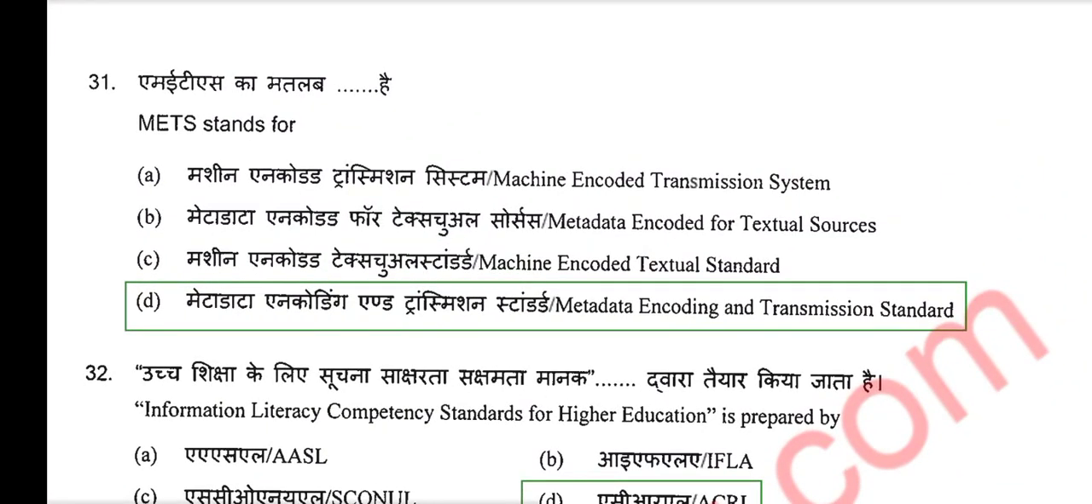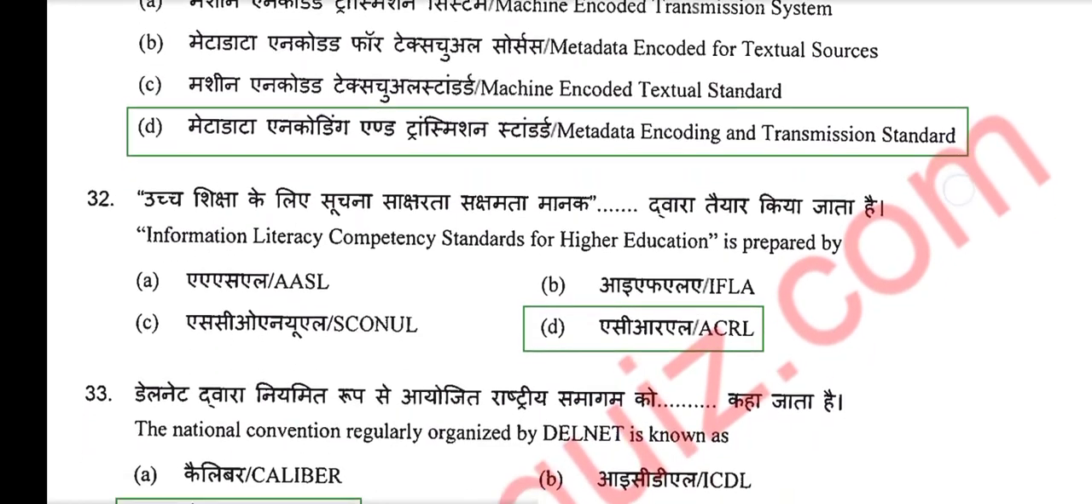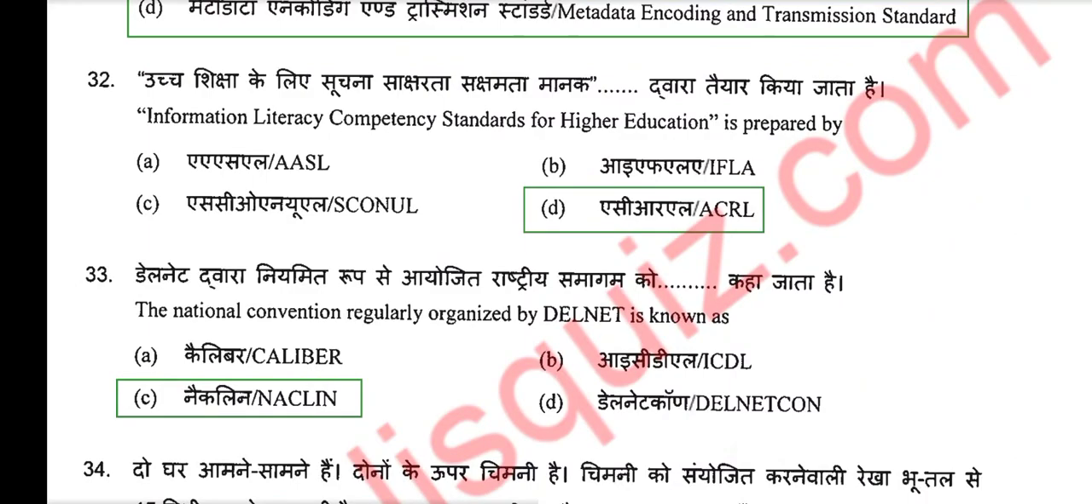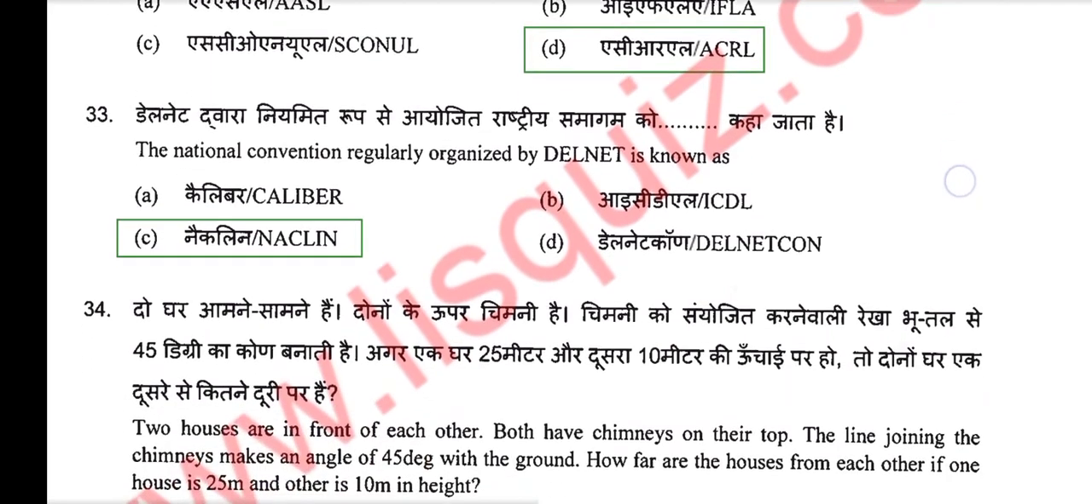Question number 31. METS stands for, and the correct option is D, Metadata Encoding and Transmission Standard. Question number 32. Information Literacy Competency Standard for Higher Education is prepared by, and the correct option is D, ACRL.